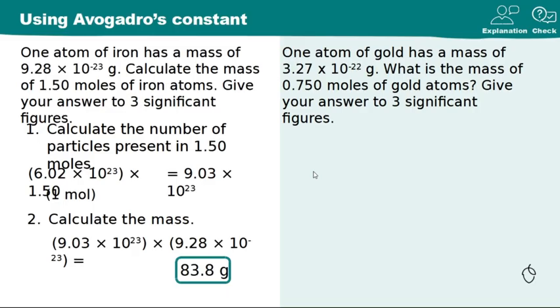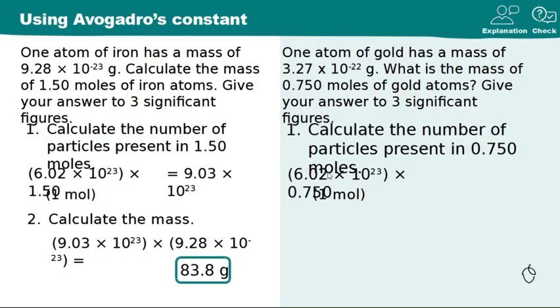So we would first need to work out the number of gold atoms that are present. So we could take 0.75 moles of gold and multiply that by Avogadro's constant. And once we've got the number of gold atoms, we can then multiply that by the mass of one atom, which is 3.27 times 10 to the minus 22.